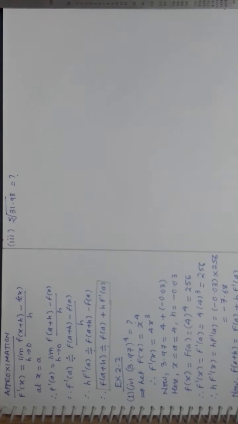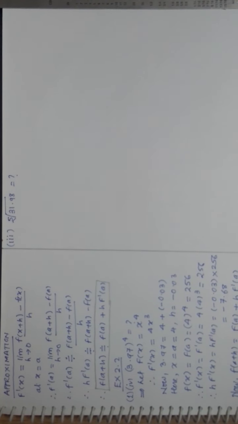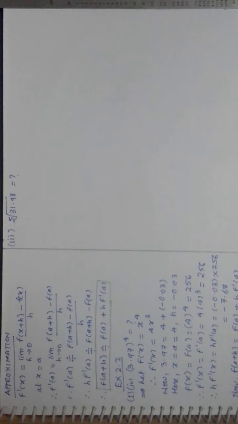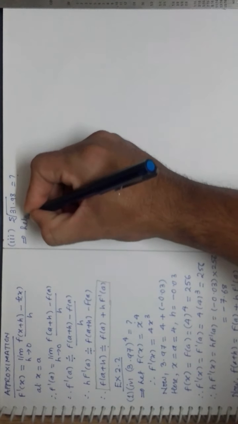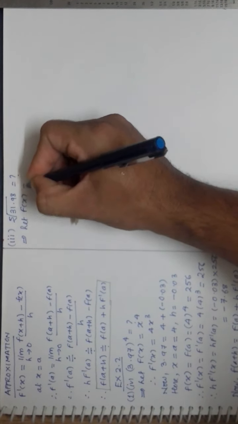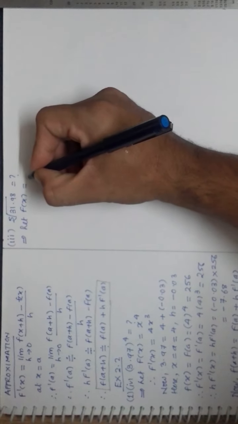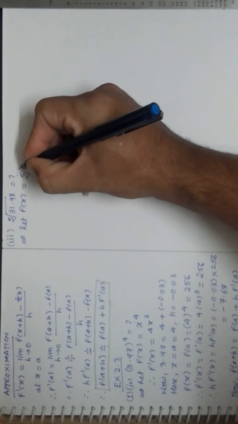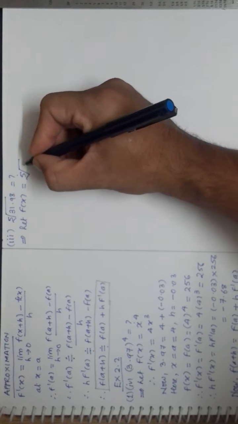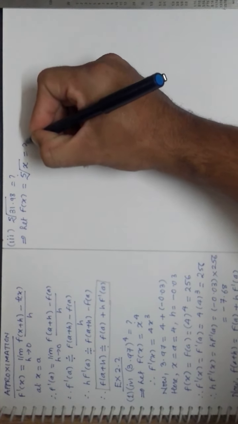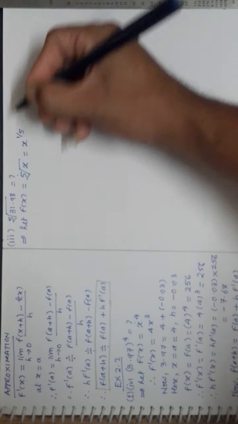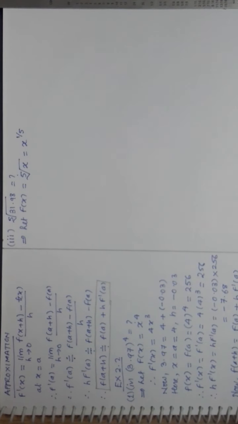Coming to the next question, we need to find the approximate value of the fifth root of 31.98. Here again I will define this. Let the function of x be defined as the fifth root, and this 31.98 I am taking to be x, which can be written as x raised to 1 by 5 in exponential form.